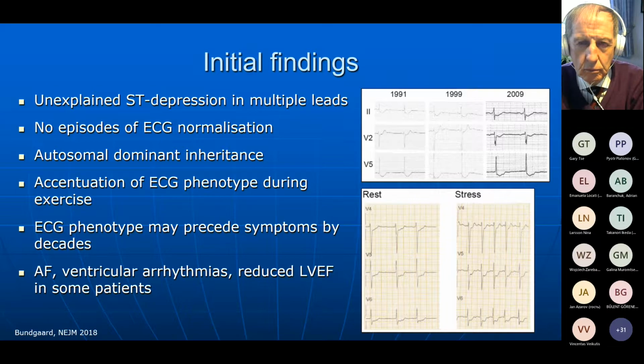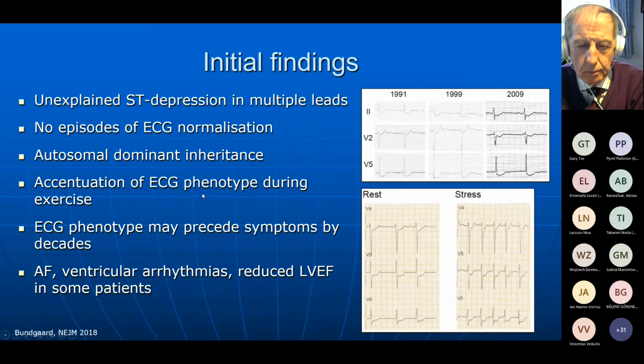This is very contrary to the previous presentation, where we can see in long QT that the phenotype can be very variable and actually change within the same day. This is not the case in familial ST-depression syndrome. Here it is stable, but does get worse when you exercise. So that's a consistent finding: if you stress test the patients, they do get an accentuated ECG phenotype.